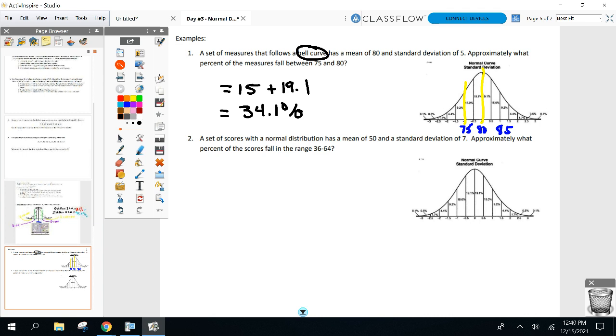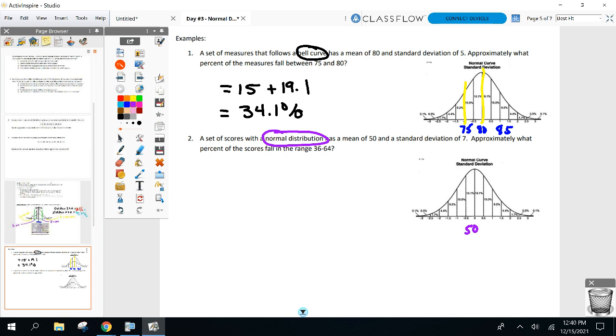All right, let's try one more with the curve here. A set of scores, I need to know that they're normally distributed, because if they're not, I'm not using the curve. I can only use the curve if I know they're normally distributed. Mean of 50, where's it going? At 0. Standard deviation of 7 now. What scores fall between 36 and 64?